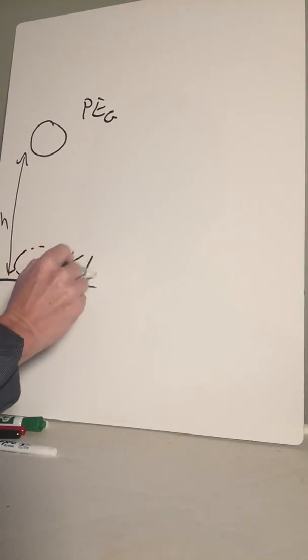For example, a ball sitting some height above the ground. Well, when it's up here, you have potential energy, gravitational potential energy, and it's just sitting there. The moment it's released, we assume down here, it's nothing but kinetic energy, and we assume 100% transfer.